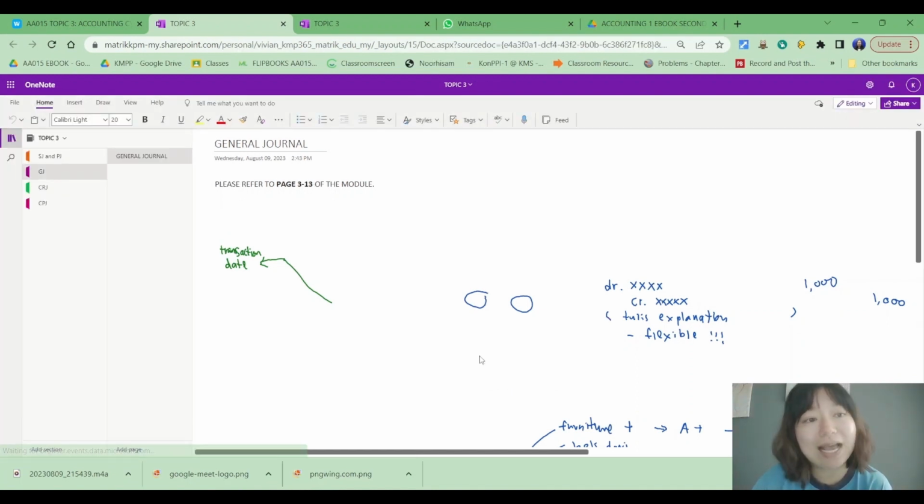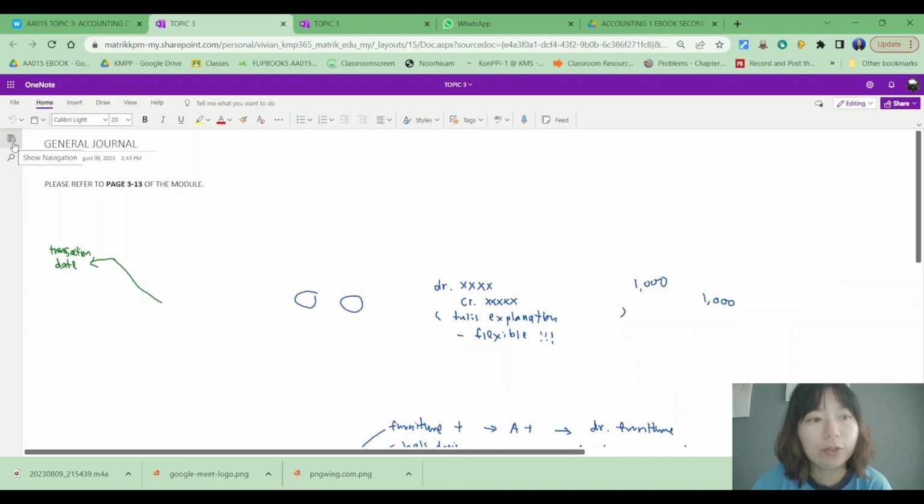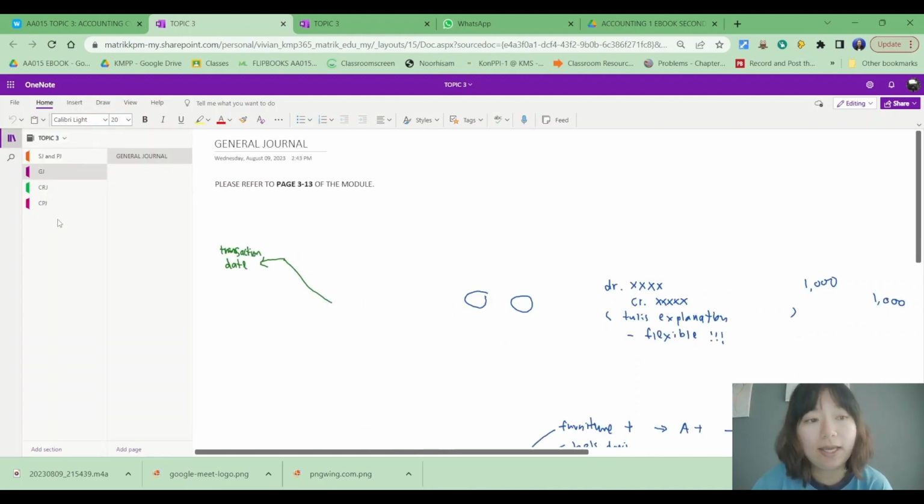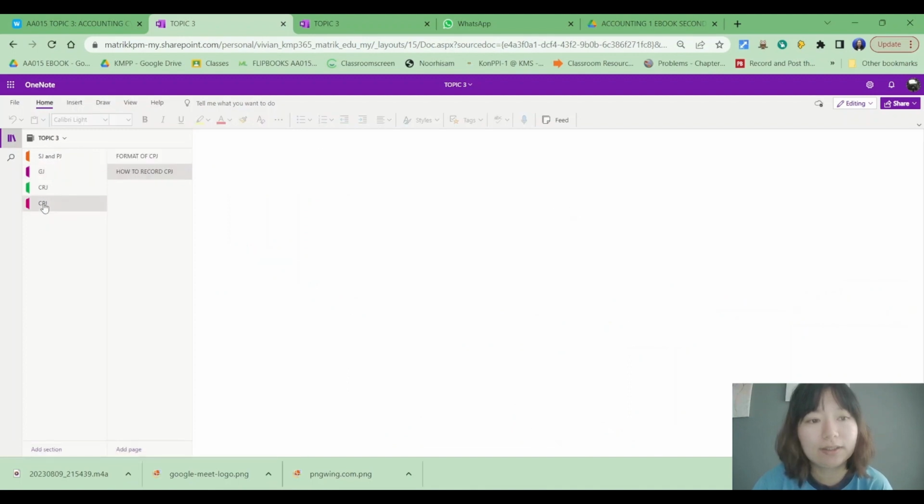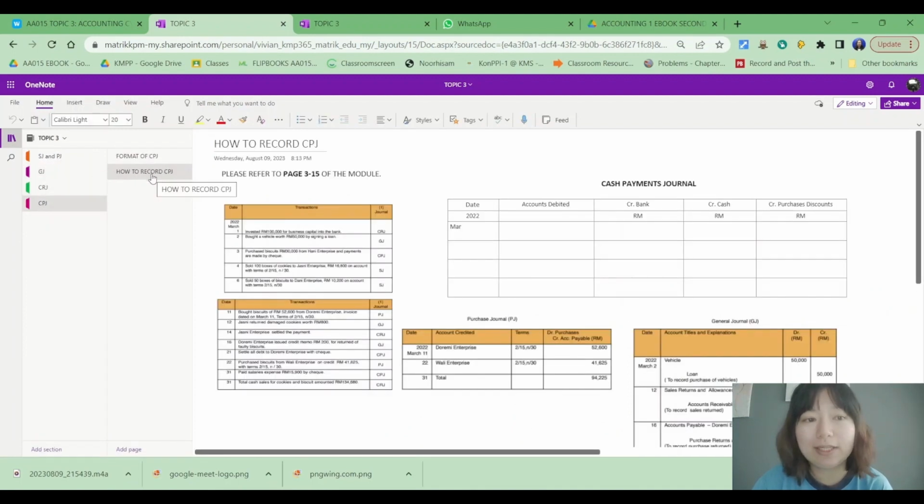If you use smartphone to access the OneNote, make sure you click the navigation panel. You can choose to hide or to show and go to CPJ section and shows this how to record CPJ.